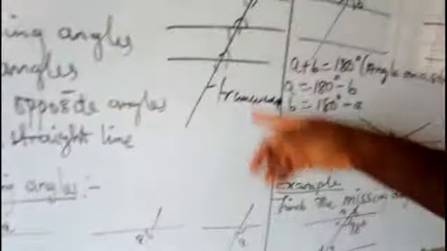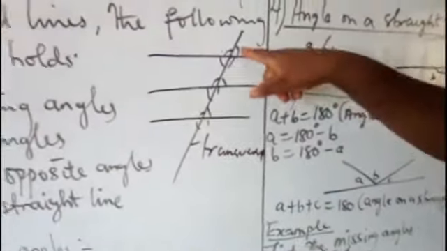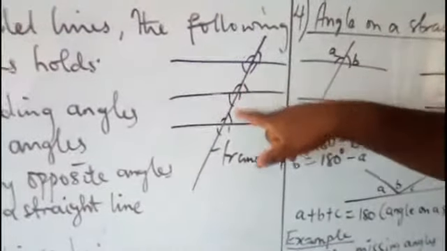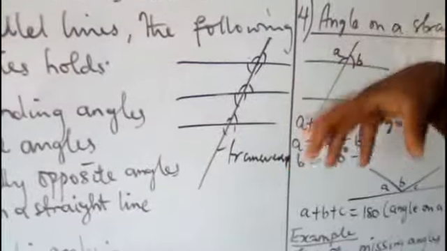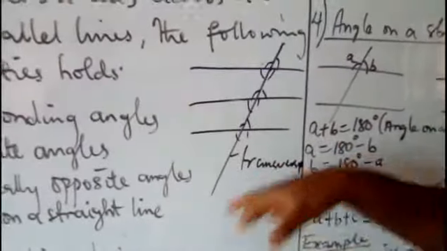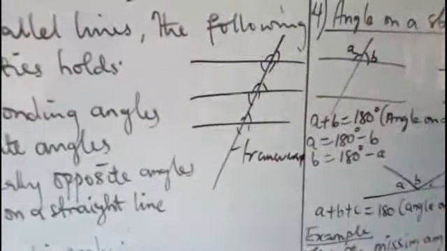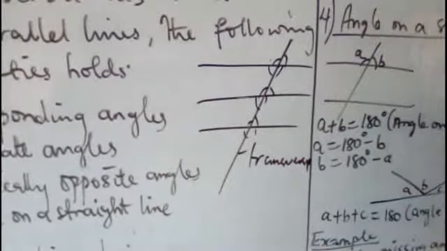If there are three lines, for example here, this one must be equal to this, and it must also be equal to this because they are exactly on the same position. That is what we call corresponding properties. So when we see something like that, we call them corresponding angles, and they are said to be equal.